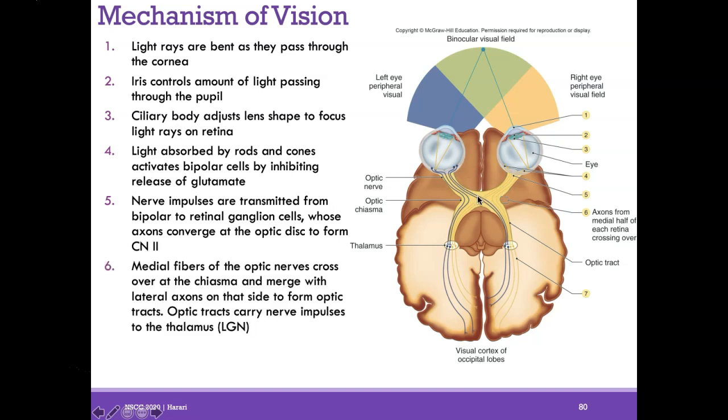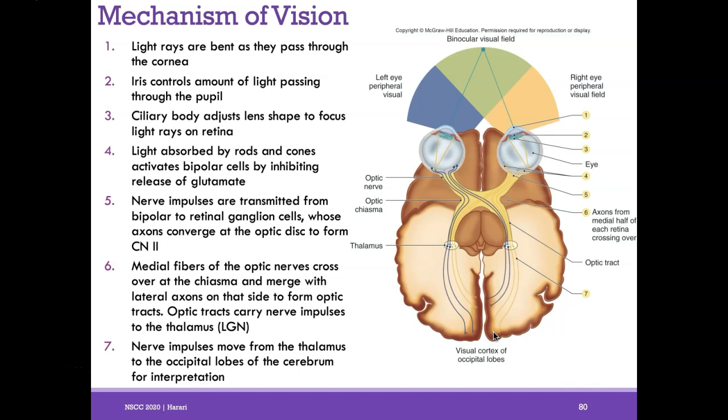We said that the medial fibers of the optic nerves cross, they decussate, they cross over at the chiasm, and they merge with the lateral axons on that side to form optic tracts. And the optic tracts are what carry the message from the chiasm to the thalamus, specifically the LGN of the thalamus. From there, third order neurons will then transmit the message from the thalamus to the occipital lobe. And that's where the occipital lobe, which is part of the cerebral cortex, will interpret what we just saw from both sides of the visual field.